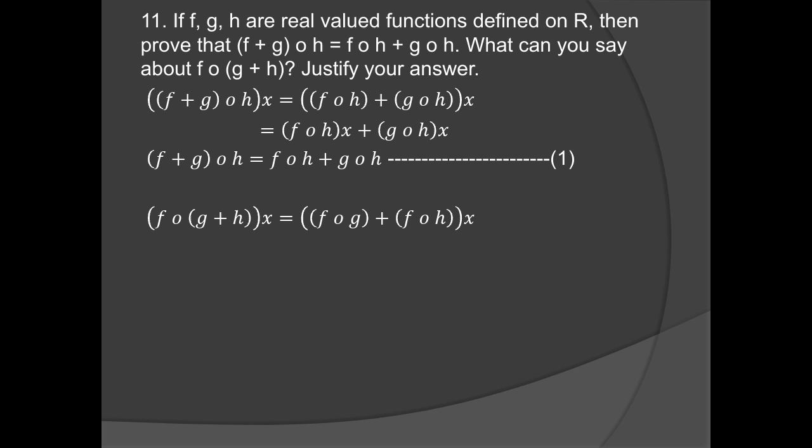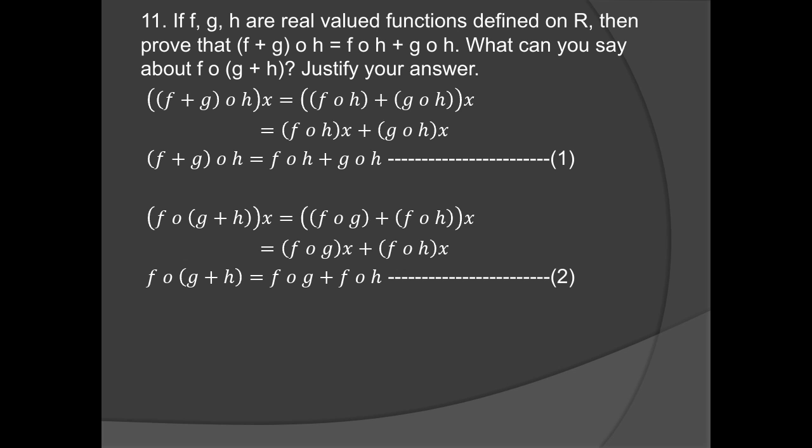Then secondly, we have to find this part, isn't it? So that is also written with the x. So here the f of g should be brought inside. So f of g plus h into x is f of g into x and f of h into x. So from that, leaving x on both sides, we can say that f of g plus h is equal to f of g plus f of h. Consider this as equation 2. So from 1 and 2, we can say that both are not the same. So this is the justification.